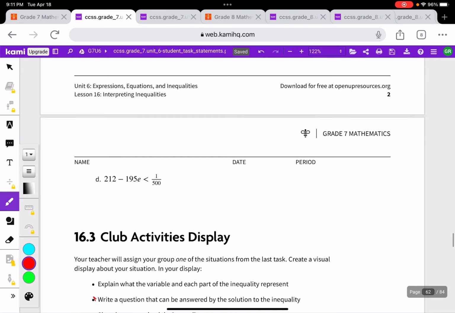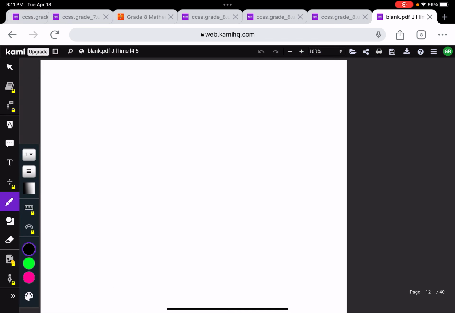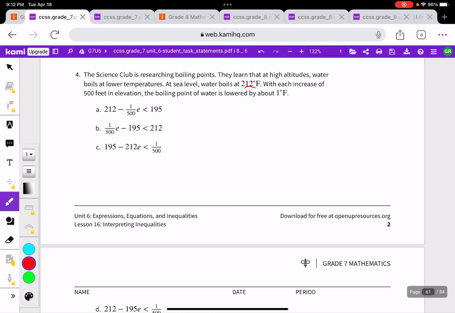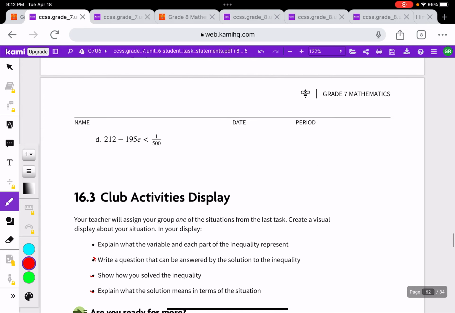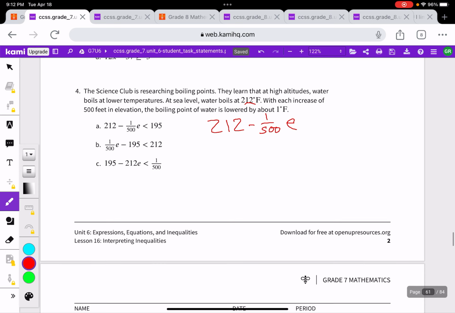So I'm going to do this last one, and technically you will do it on a blank piece of paper, but I'll try to squeeze it on there so it's maybe easier for you. So first off, I've got explain what the variable and each part of the inequality represents. So I'm going to write the inequality. So on your paper, you would write your inequality. You're not going to do this one. You're going to do 1, 2, or 3. So I got that, and that's less than 195.